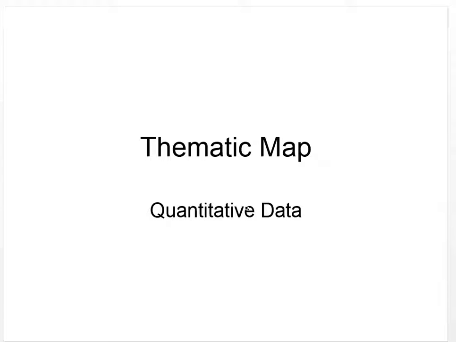The second type of thematic map that you need to be able to make and to distinguish between is a quantitative map. So we looked at qualitative or categorical data prior to this, and now we're going to look at numeric or quantitative data.